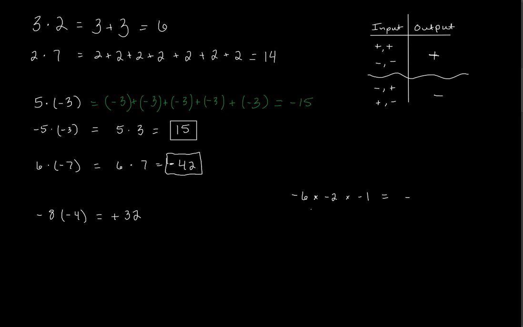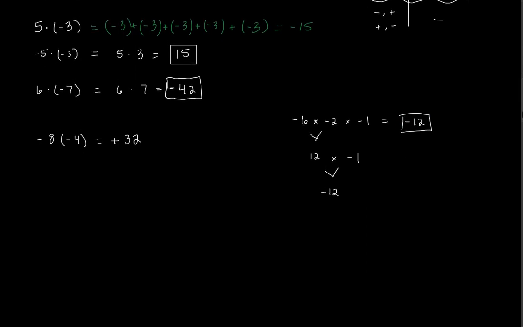So if I take -6 and -2 and I multiply those together, again, I've got 6 times 2 is my absolute value. So that's a 12. And I started with 2 negatives, so that means my answer is going to end up as a positive. But I'm still left with this -1 that I'm going to multiply by. And because 12 times -1 means I have a positive and a negative, my absolute value is still going to be 12, but my sign is going to change to a -12.